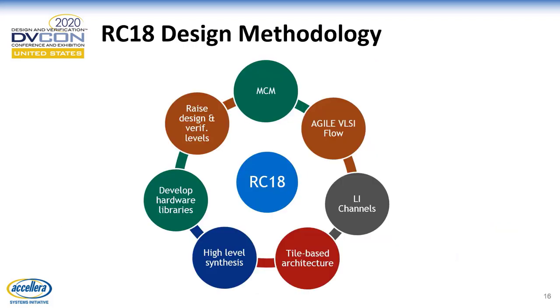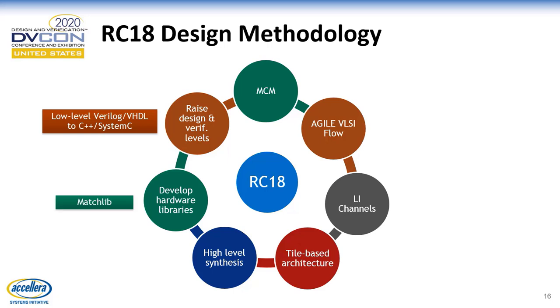Here I would like to summarize the key methodologies that enabled us to reduce the design effort in RC18. First, we raised the design level of abstraction from low-level Verilog or VHDL to C++ and SystemC. We had significant reuse in the design process by using MatchLib. We automatically generated the RTL from a high-level synthesis tool and also used some of the IPs that are available from the market to integrate them in a single chip.